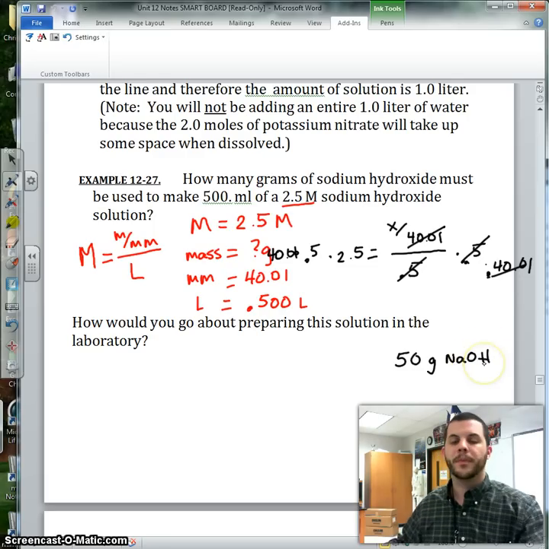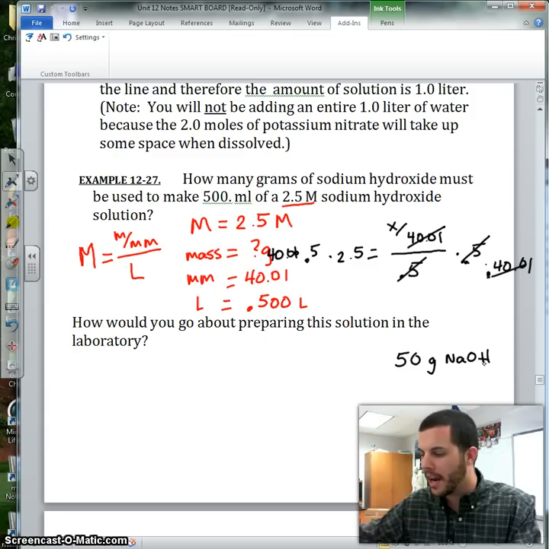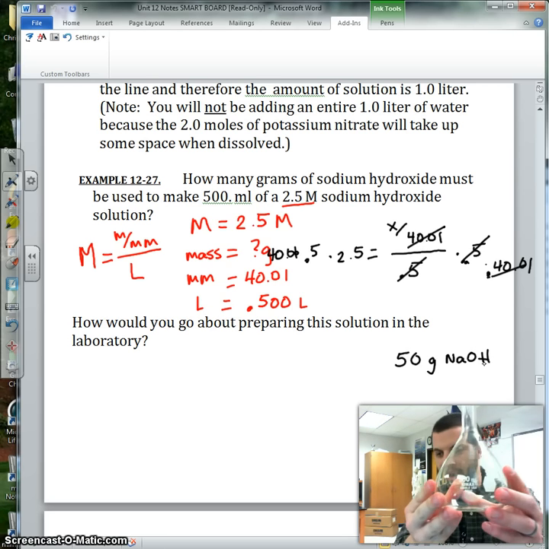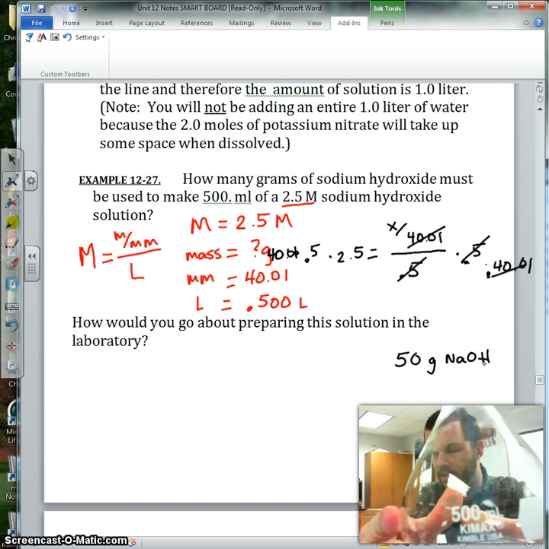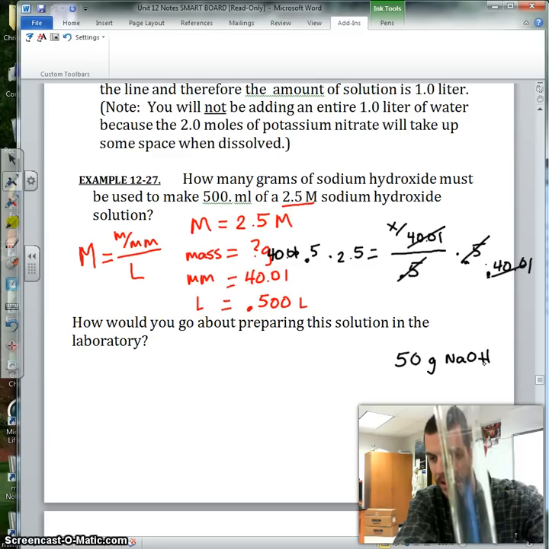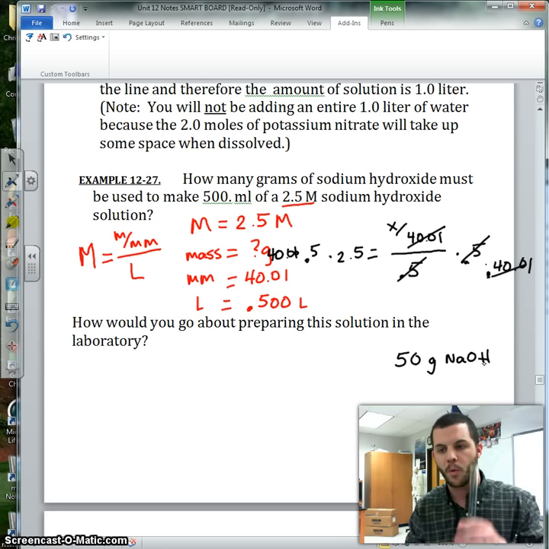So the question now becomes, how would I make this if I were in a laboratory? What I would have to use is this little guy right here, which is called a volumetric flask. This particular one is 500 milliliters, and there's a line way up here, right at the top. That line is where I'm going to fill my water up to.